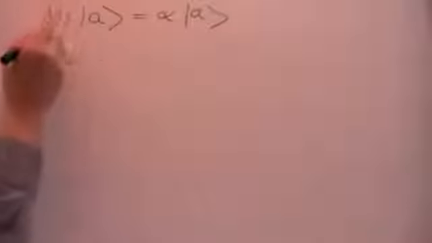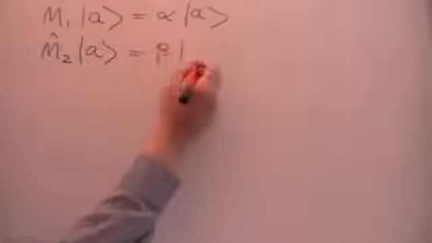Now, if I want to do a different measurement at the same time, I'm going to need a different operator. Let's call it M2. These are operators. And that will need to act on the same state to produce a different eigenvalue, beta, acting on A. Now, it has to act on the same state because we're doing this simultaneously. If the system is in a state, that's the state it's in. So you have to measure that state. So the state will be the same if you're doing it simultaneously.